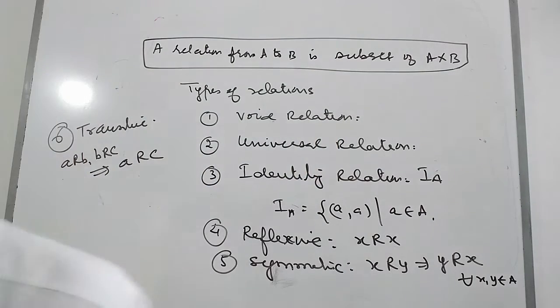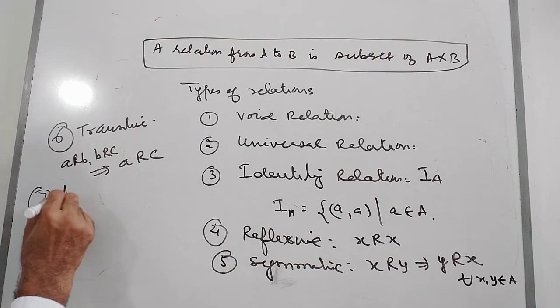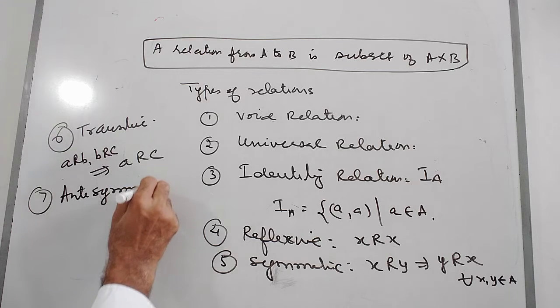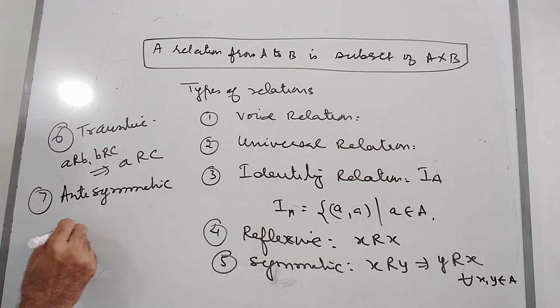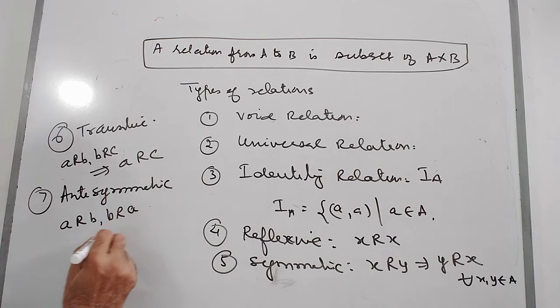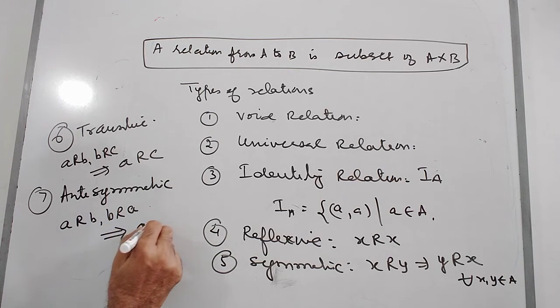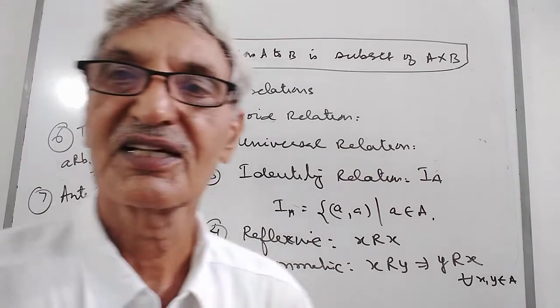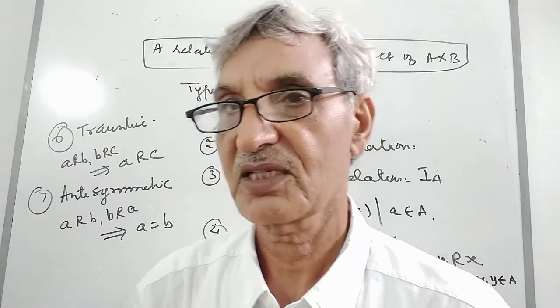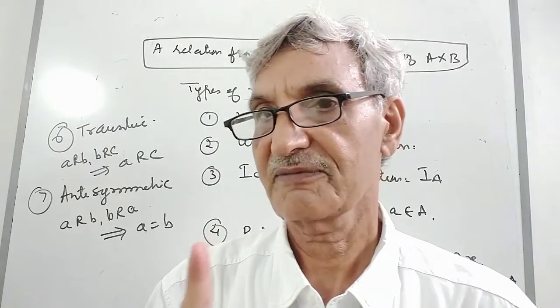What is the next one? Antisymmetric. Antisymmetric means A related to B and B related to A happens only when A is equal to B, no other possibility.